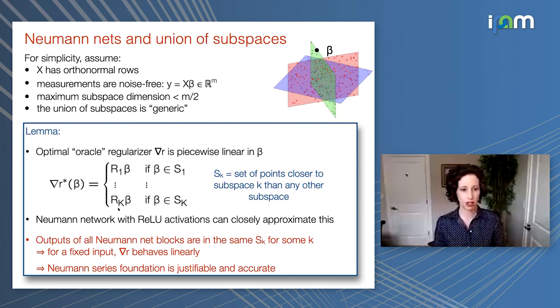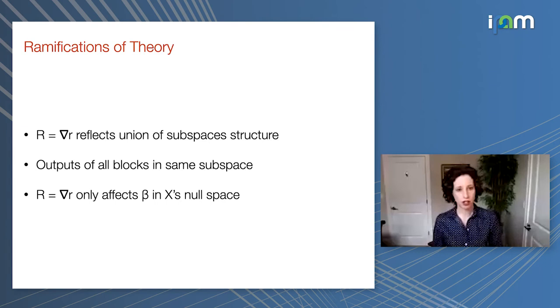So there are three key ramifications of the theory that I just presented. First of all, capital R, which corresponds to the gradient of our regularizer, little r, should somehow reflect the union of subspaces structure. Certainly the optimal one does, and we hope that our learned one does. Secondly, the outputs of all the blocks are going to be in the same subspace. And finally, the gradient of our regularizer is only going to affect our reconstruction in the null space of our forward model X. And this is something that we can actually test.